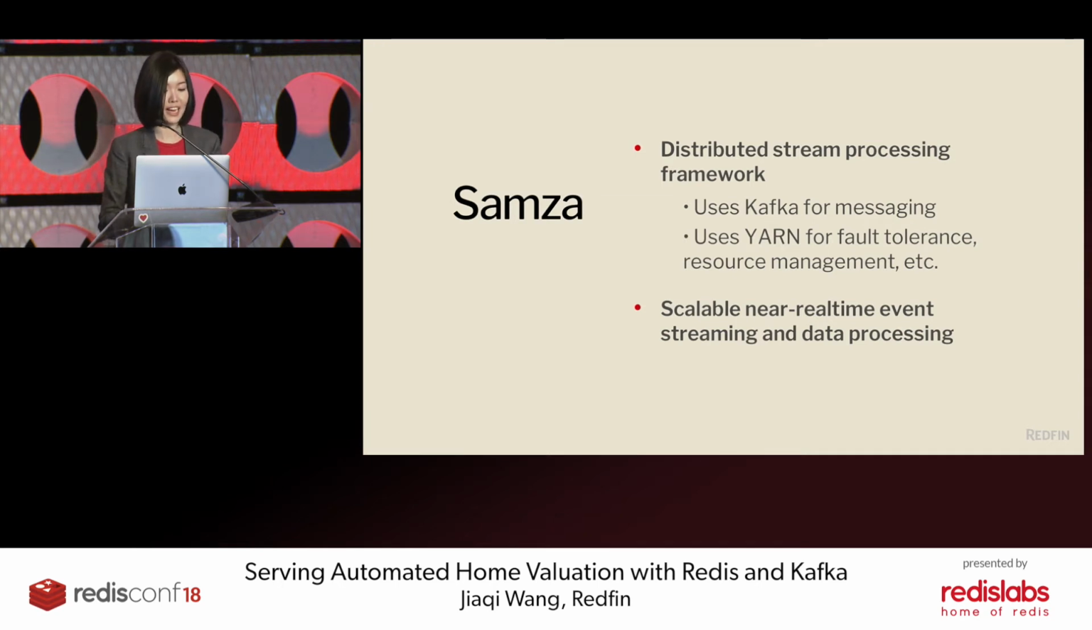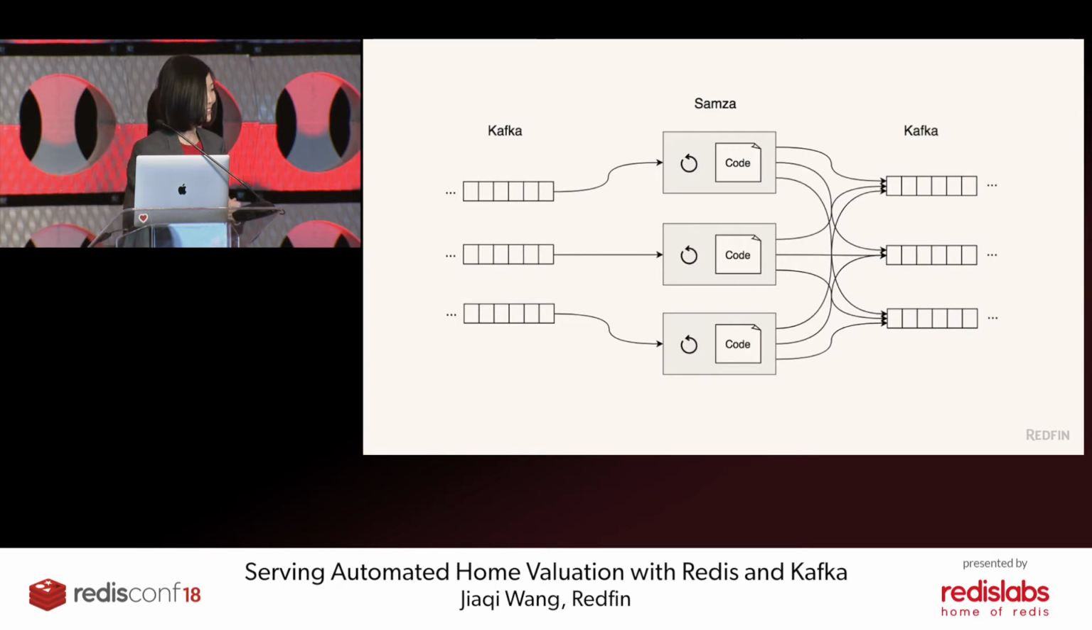The Samza promise is that it will provide scalable, near real-time event streaming and data processing. This is quite a mouthful, so I have a graph that shows you the relationship between Samza and Kafka. Each of the boxes in the middle is a Samza app or container, and a Samza app can subscribe and publish to one or many Kafka topics. Kafka here mainly serves as a message queue and acts as a buffer between all of the Samza apps.